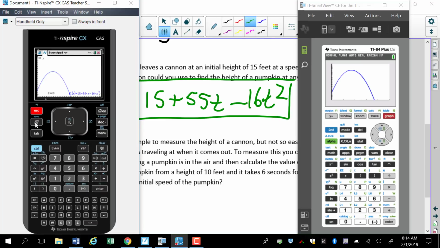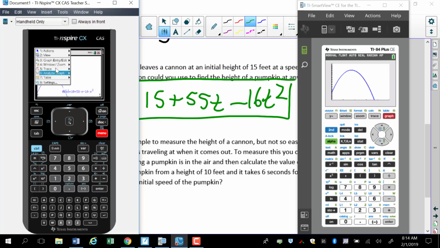So now what we have is, it tells us that we are going to start at 10 feet up in the air, but it doesn't tell us the velocity. So I'm going to guess the velocity. Let's just say 50 feet per second. And we want it to land in 6 seconds.